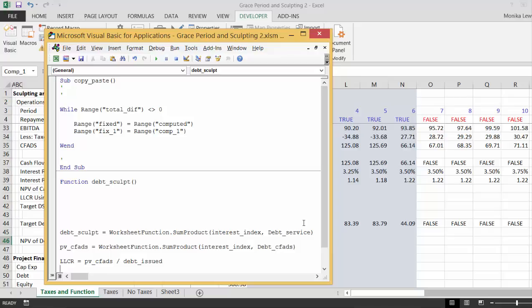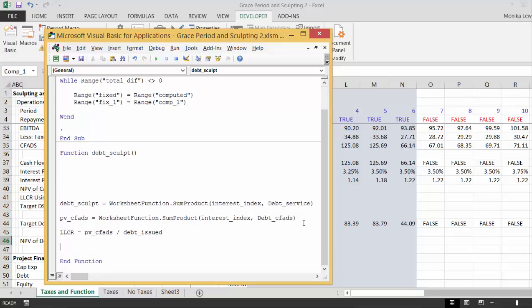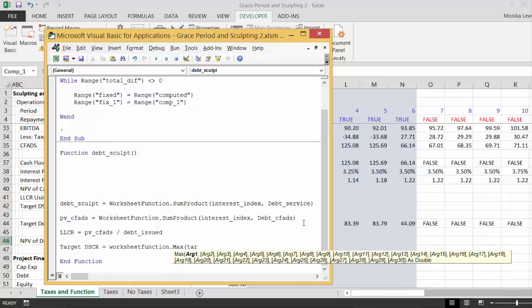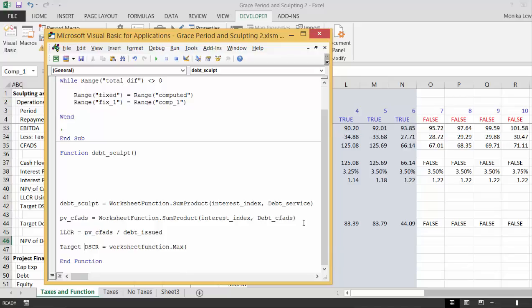And then we have to bring in the debt issued. And then target DSCR equal that worksheet function, and we have to put dot. We're going to take the maximum this time. It takes the biggest one. For the input DSCR and LLCR. Okay. So that's the end, and let's start getting some of the stuff we'll need.